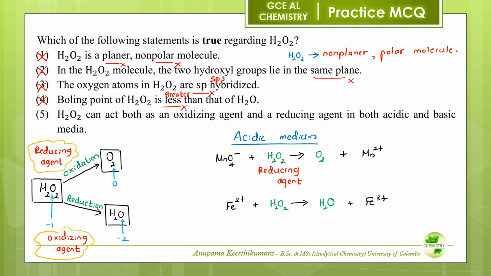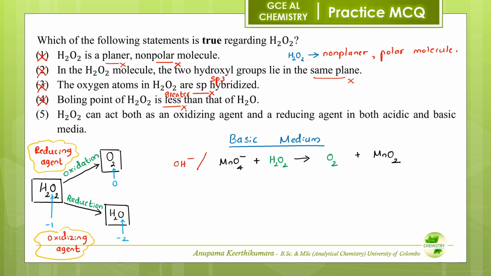In acidic medium, hydrogen peroxide reacts with Fe2 plus ions and converts to water and Fe3 plus ions. During this reaction, hydrogen peroxide reduces to water and Fe2 plus ions oxidize to Fe3 plus ions. Therefore, hydrogen peroxide acts as an oxidizing agent.